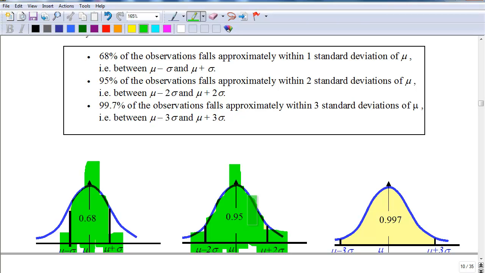The last case is when I mark out mu minus 3 sigma and mu plus 3 sigma. The area under the curve in this case is 99.7%, which in other words is 0.997 of the probability of getting x between mu minus 3 sigma and mu plus 3 sigma.